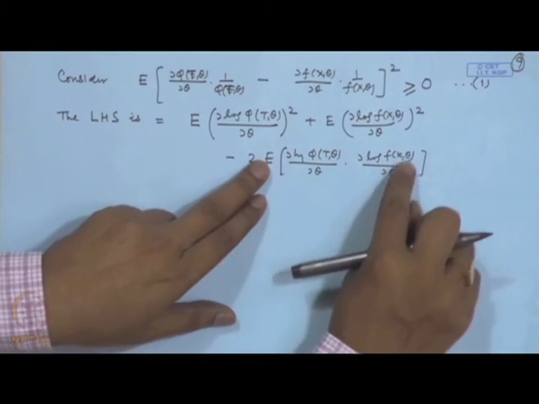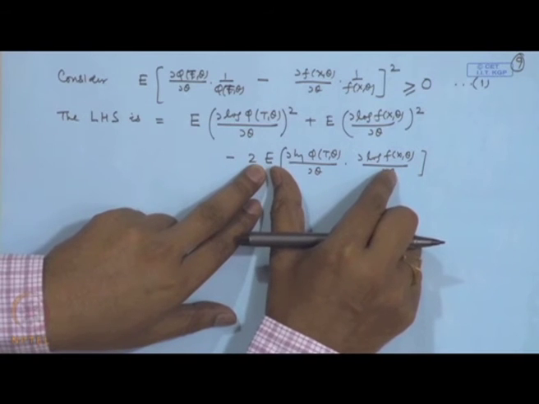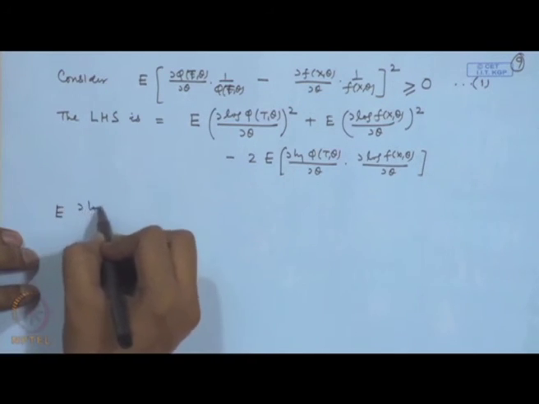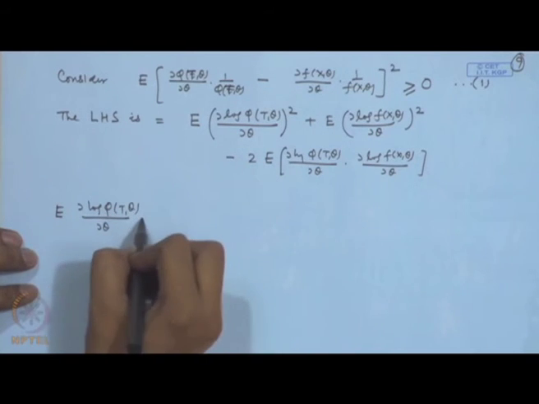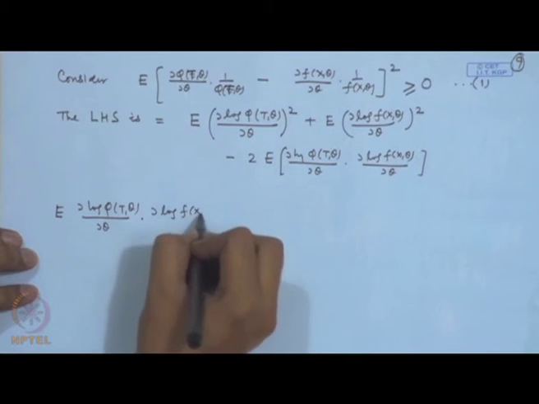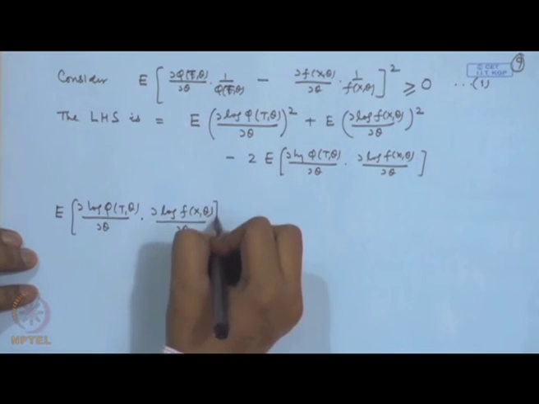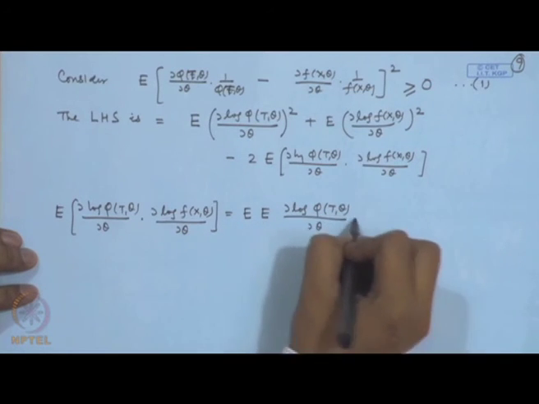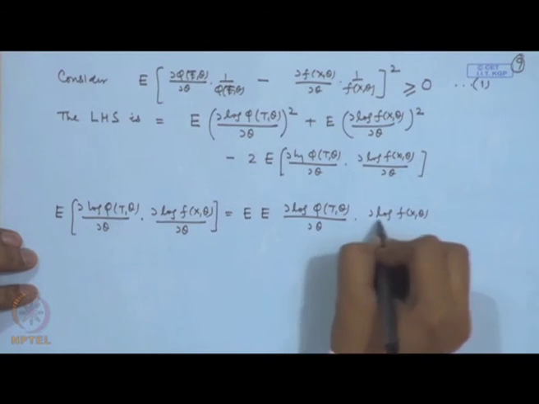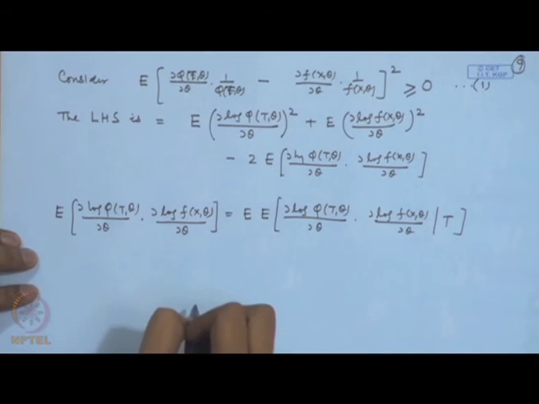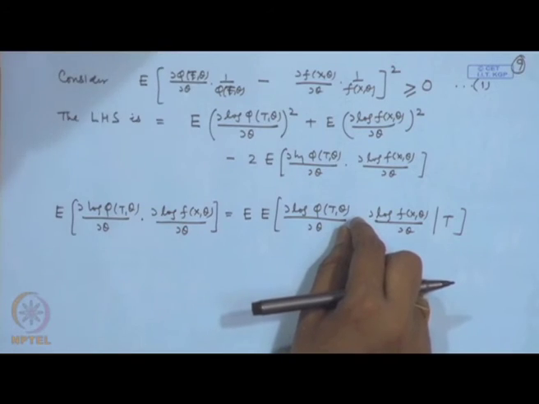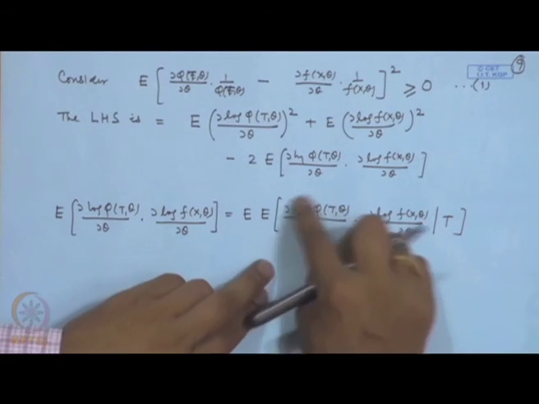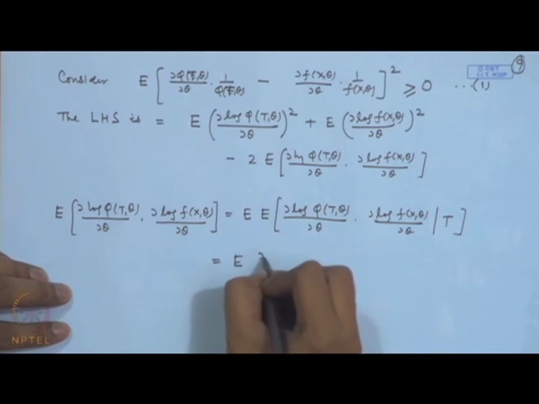If I consider this expectation here, I can write it as expectation of the conditional expectation given T. Then this term, expectation of ∂ log φ(T, θ)/∂θ into ∂ log f(X, θ)/∂θ, we can express as expectation of the expectation of ∂ log φ(T, θ)/∂θ ∂ log f(X, θ)/∂θ given T. Now, if we use the relationship which we proved in the first part, then this conditional expectation becomes this term itself. So, this will become the square of it.